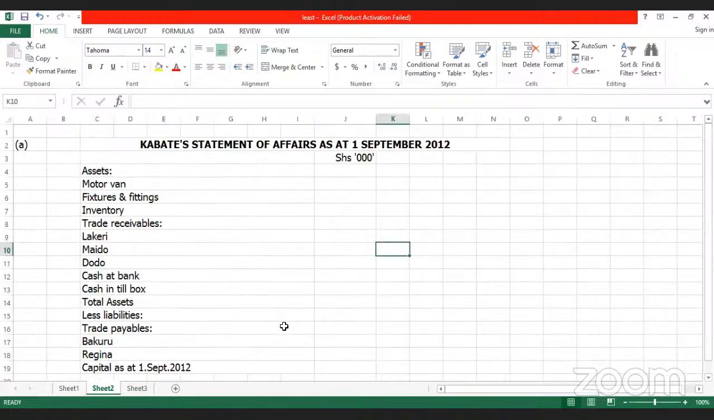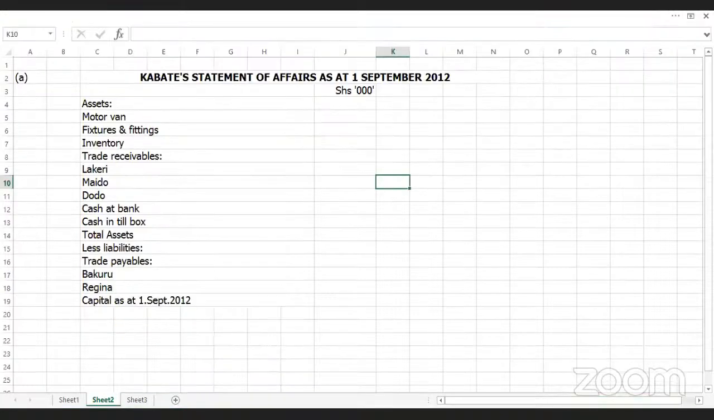So part A, as you can see on your screen, I have Kabate's statement of affairs as at 1st September 2012. We are going to list the assets of Kabate, and then we list the liabilities, because capital will always equal the assets of the business minus its liabilities. So look through the information, the balances. We need to identify what the assets are, their balances, and then the liabilities. We get the assets minus the liabilities to arrive at the opening capital.